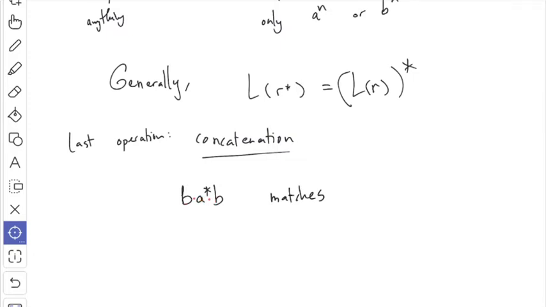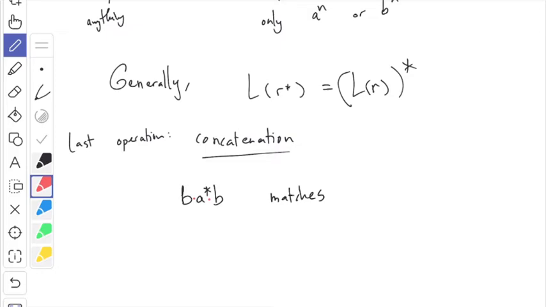It matches what you think it would. So it matches anything like B A to the n B, right? It has to match the B first, followed by A star, which means any power of A, and then followed by B at the end. All right. So the concatenation does exactly what you want it to do. All right.